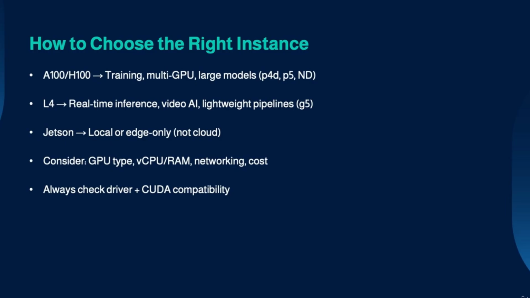Choosing the right GPU instance depends on what you're building. For large model training or fine-tuning, go with A100 or H100 instances like P4D or P5 on AWS or ND series on Azure. For real-time inference or lightweight pipelines, L4 GPUs on G5 instances are ideal. Remember, Jetson devices are for edge use only. You won't find them in the cloud. Always factor in not just GPU, but also CPU, RAM, networking, and cost. And make sure the instance supports the right driver and CUDA version for your tools.